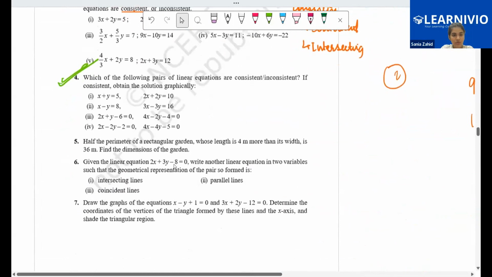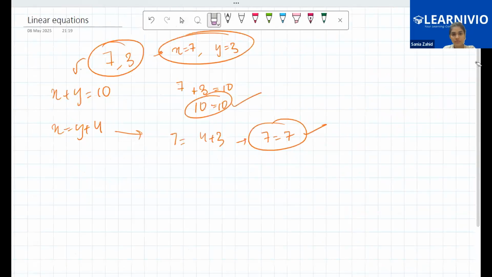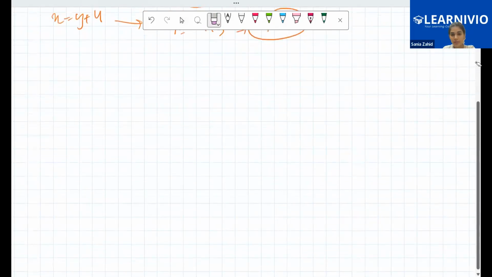Now, I gave you questions 4 and 5 as homework. Have you completed the homework? Shall we discuss these questions now? Yes, ma'am. So we'll have a discussion on the 4th and 5th questions basically. The first one is 1 minute. Just let me open the PDF once.